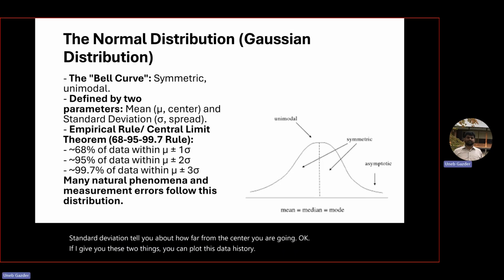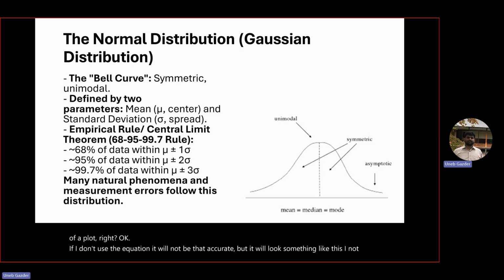I give you mean and standard deviation. You can plot this thing. We have equations for that. So you go and search for the normal distribution equation, find the equation. And that equation uses the mean and standard deviation. But if you just have a look at it, if I know how much this value is, and how far I have to go in standard deviation, I can make some sort of a plot, right? If I don't use the equation, it will not be that accurate, but it will look something like this. I do not need many things here.